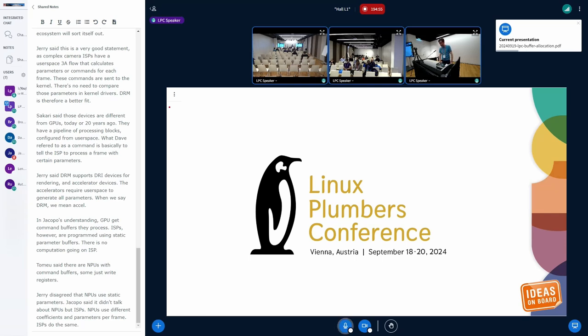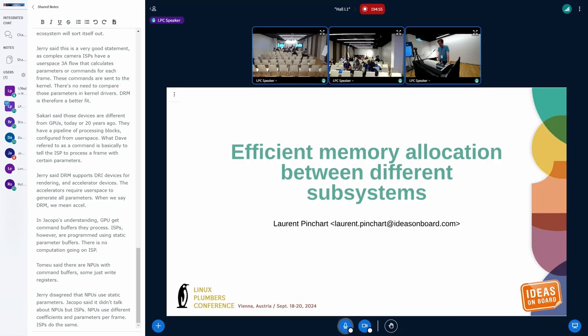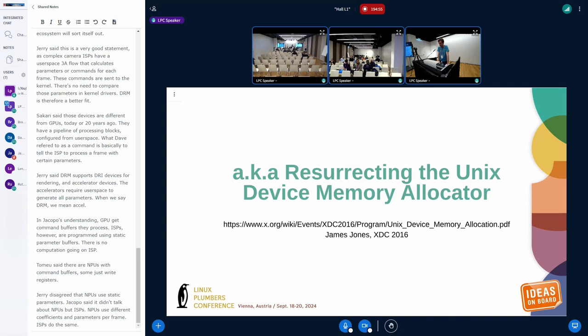Okay, so I have a few slides which I will try to keep really, really quick to introduce the problem. I named this efficient memory allocation between different subsystems, but really it's also known as resurrecting the Unix device memory allocator work that was proposed, based on an XDC presentation in 2016. Can't believe it's that old, by James Jones.